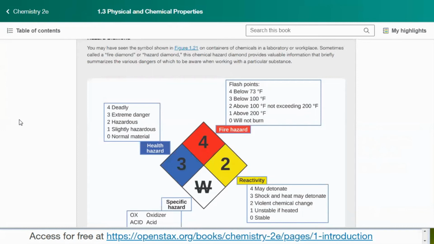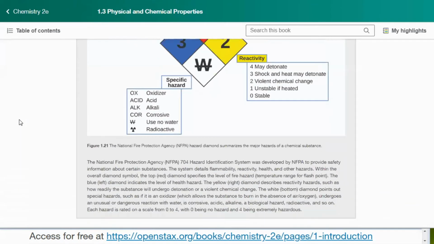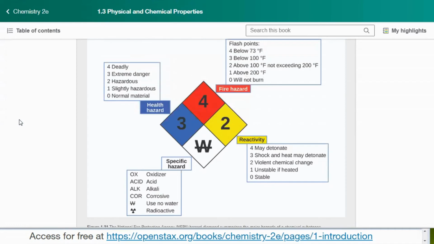This chemical hazard diamond provides valuable information that briefly summarizes the various dangers to be aware of when working with a particular substance. And so figure 1.21 is from the National Fire Protection Agency, NFPA. Hazard diamond summarizes the major hazards of a chemical substance. Now, I should mention this is helpful because if you do work in a lab, you're going to see symbols like this on perhaps some bottles or containers of chemicals, and it's just helpful.